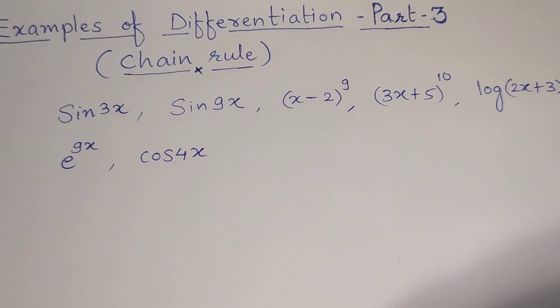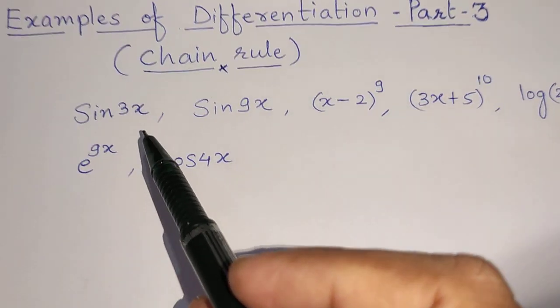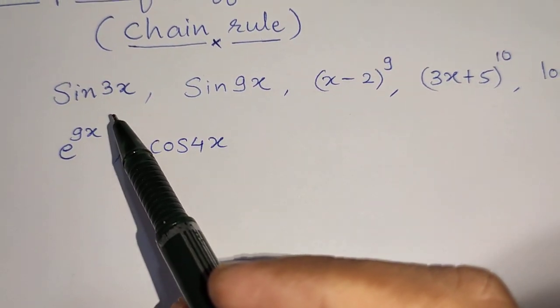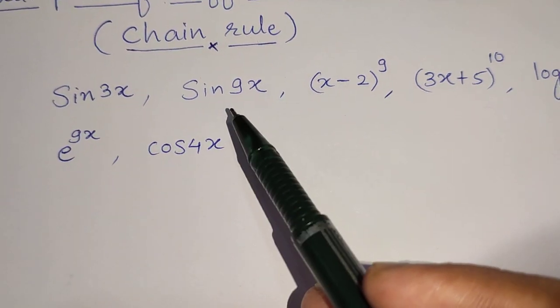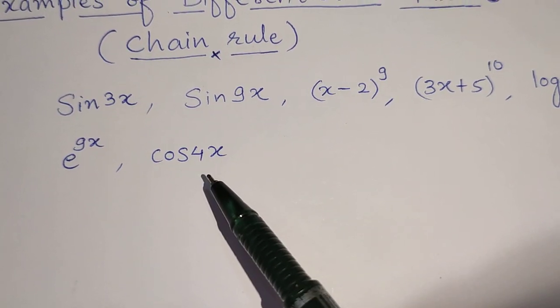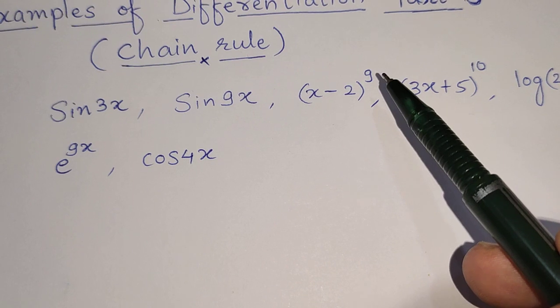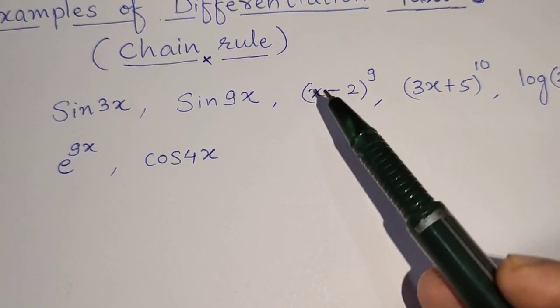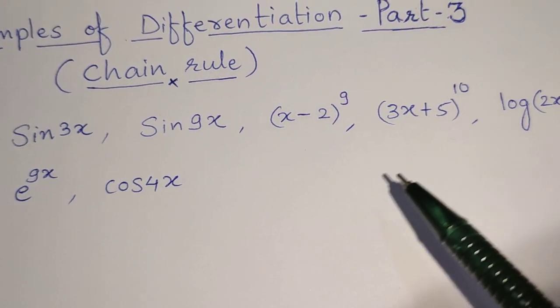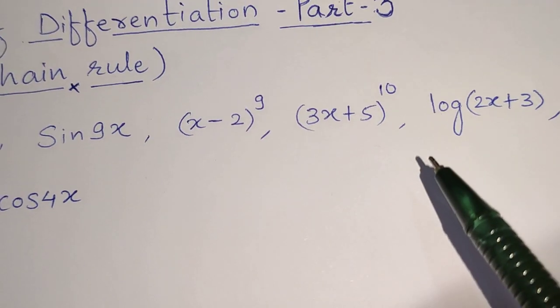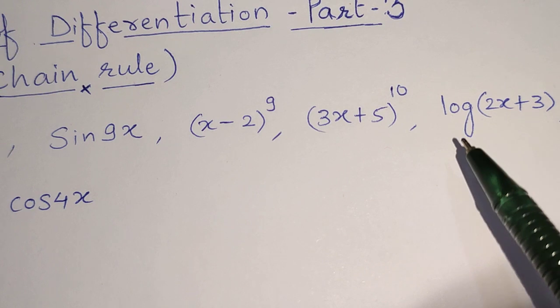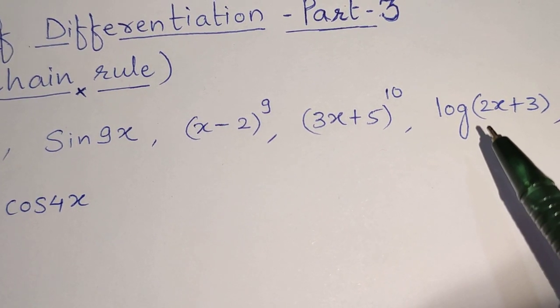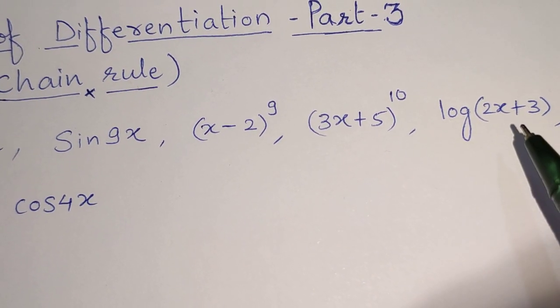But what if someone asks us the derivative of sin 3x? I have mentioned it here. See, what is the derivative of sin 3x or maybe sin 9x, cos 4x? We know the derivative of x raised to 9 is 9x raised to 8. But what about the derivative of (x minus 2) raised to 9, (3x plus 5) raised to 10, log (2x plus 3)? We know the derivative of log x. But how to find the derivative of log (2x plus 3)?